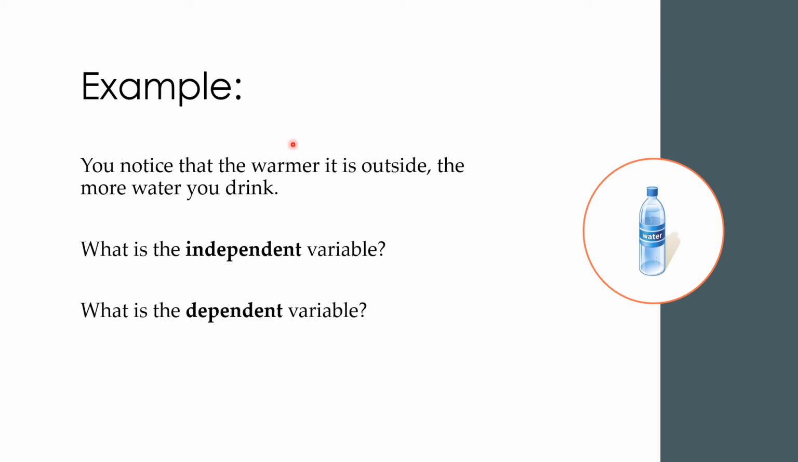If you could rephrase it as if blank then blank, or if this depends on this, the thing that it's depending on is the independent variable. It's doing its own thing. Temperature, or how warm it is outside, is independent of anything. We don't control that. The warmer it is outside, the more water we drink. If it gets really warm outside, then we are going to drink a lot of water. Hear that if-then statement. So that's the dependent variable. The amount of water that you drink depends on temperature.